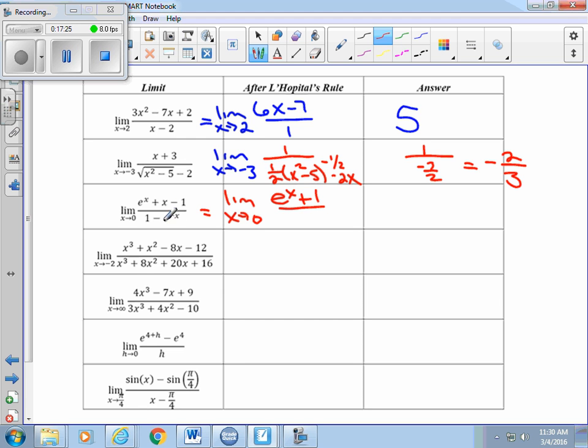The derivative of the bottom, the 1, is 0. I get negative e to the negative x times negative 1, so positive e to the negative x. Anything to the 0 power is 1. 1 plus 1 is 2. So that limit would not be on an AB exam.